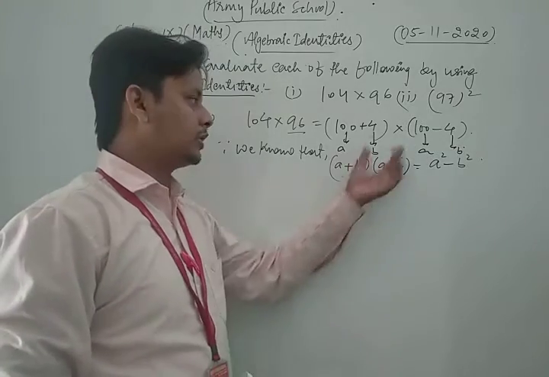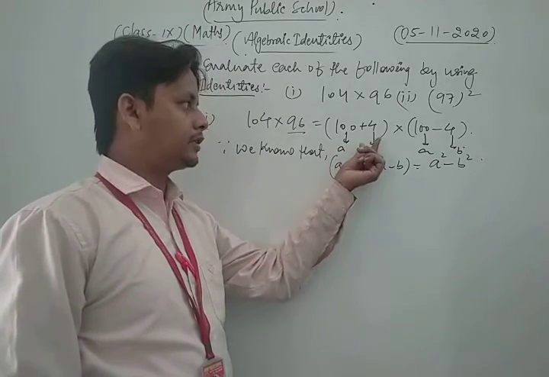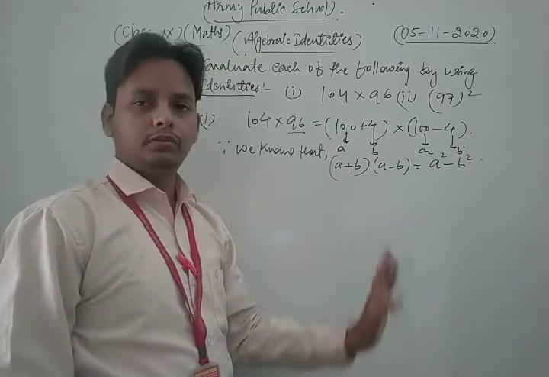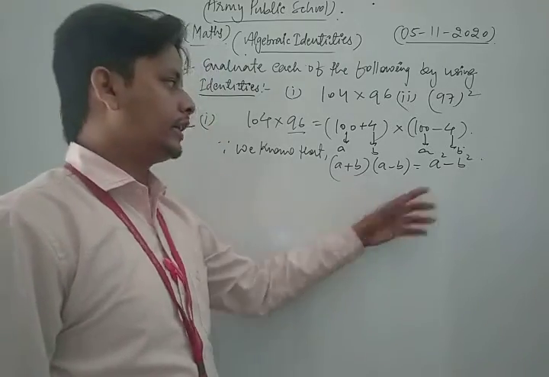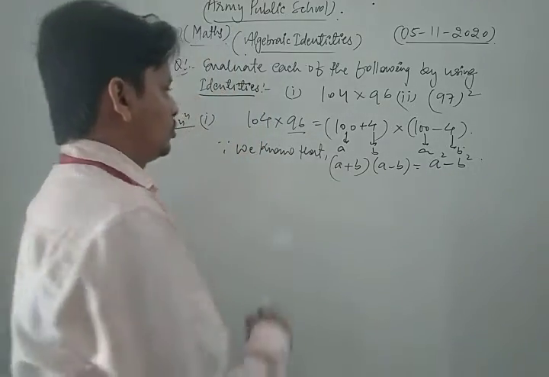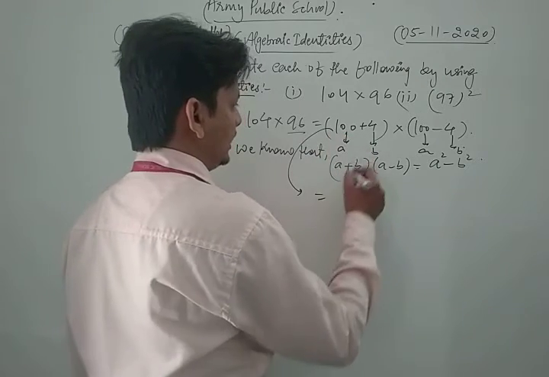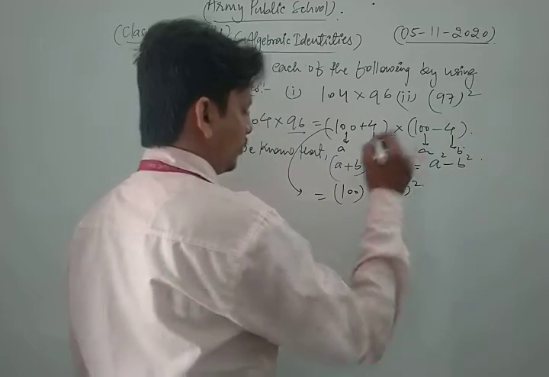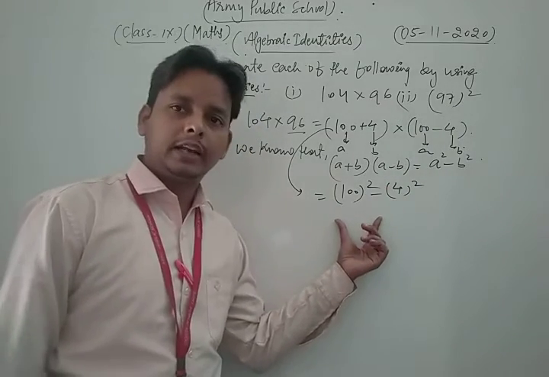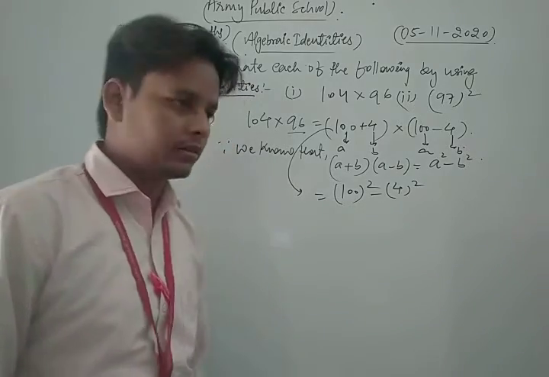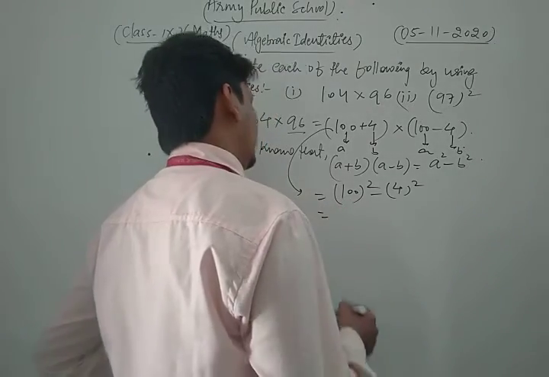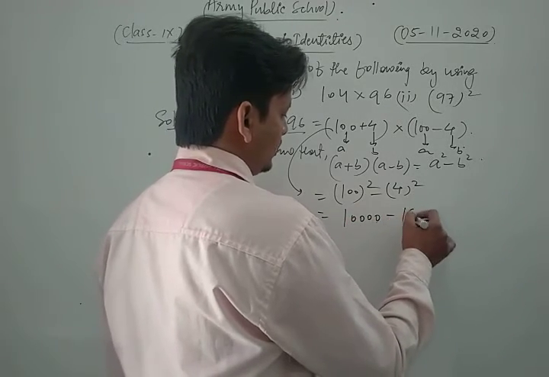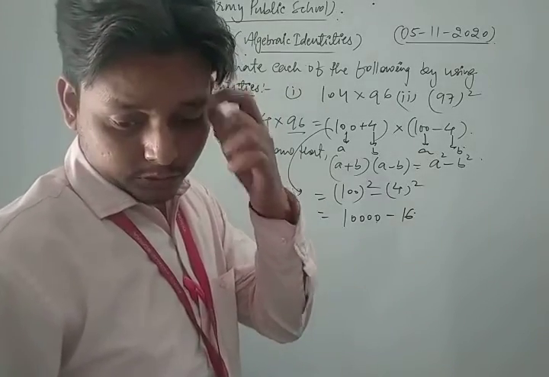Now look, this question is based on that identity, because this is in the form of a plus b into a minus b. So here the value of a is 100, and the value of b is 4. So a plus b into a minus b, we can write as a square minus b square. Here a square means 100 square, b square means 4 square. So we write 100 square minus 4 square. 100 square is 10,000, minus 4 fours are 16. Right, dear students?